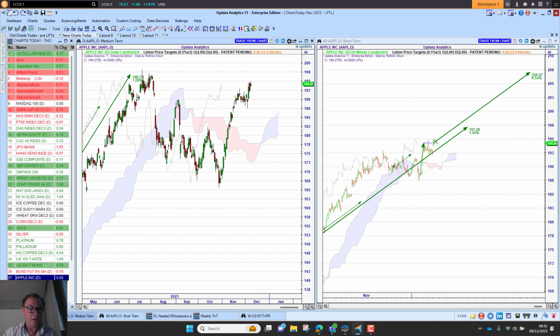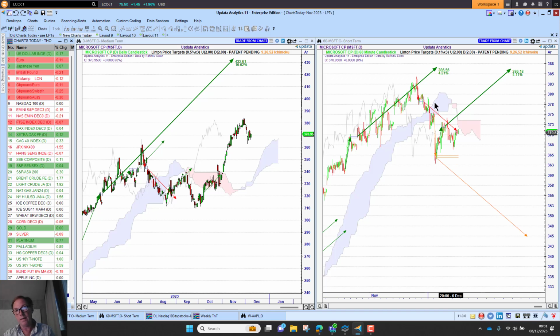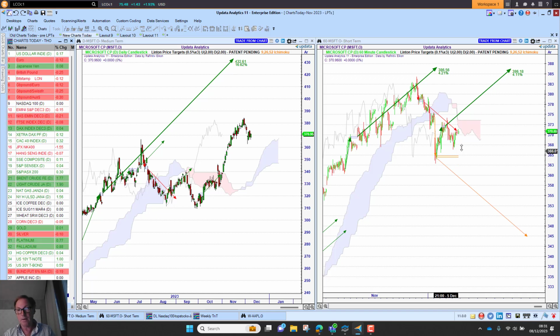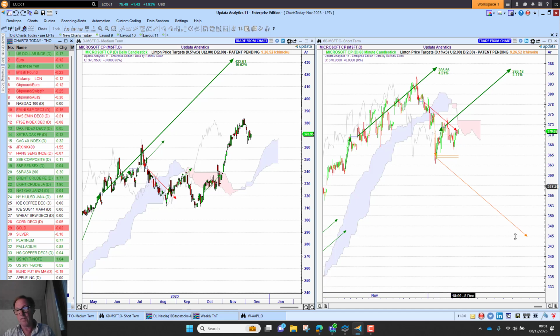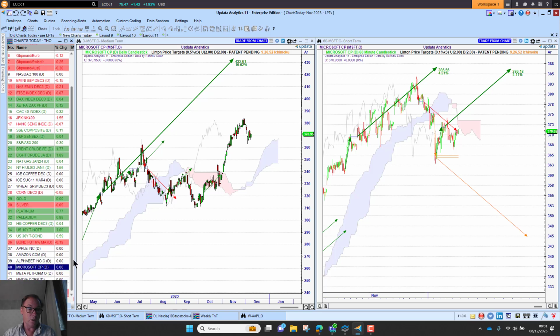Looking at Microsoft, that was making new all-time highs, has actually just pulled back now. So we are back below the cloud. Do still have an upside target here, but if we make new lows below 365, then we activate a new downside target to 345. So that's also quite key.